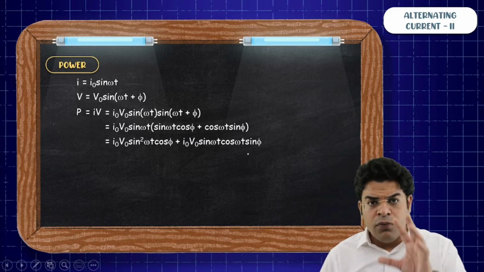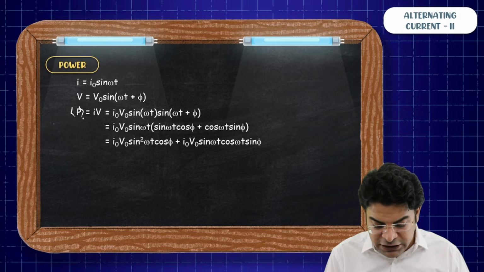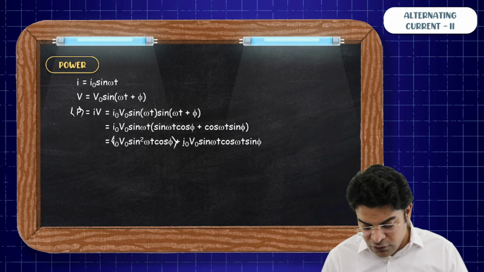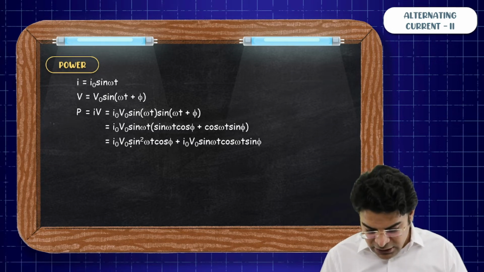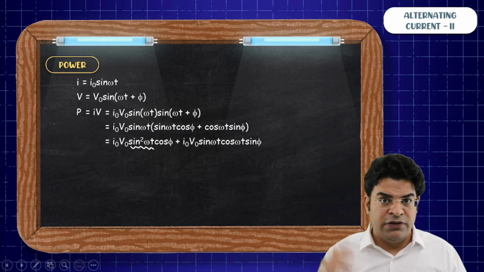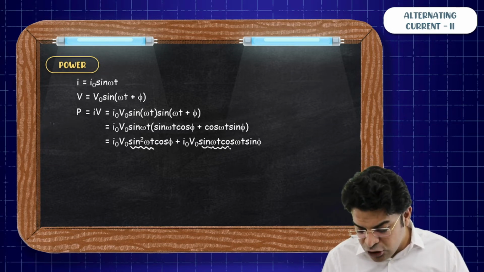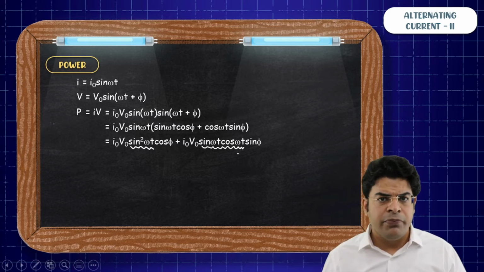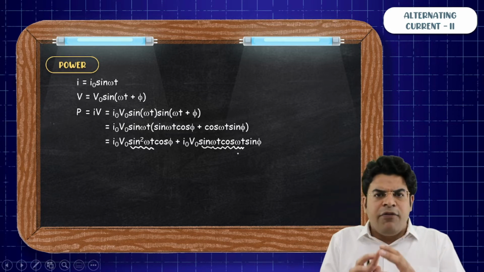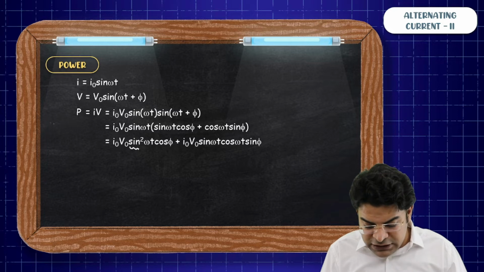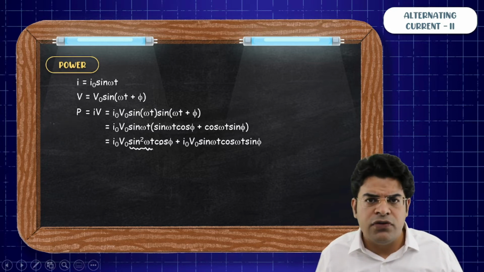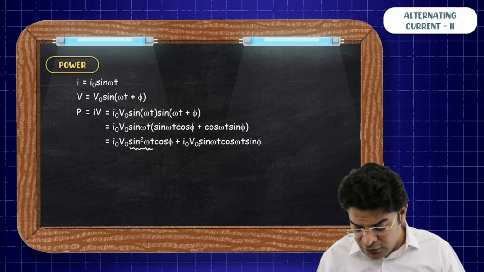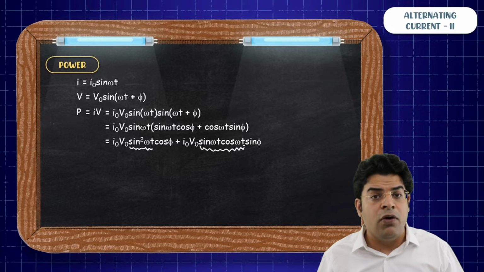Now, if you want to think about the average power dissipated, you will take the average value of everything. What is changing here with time? In the first term, sine square omega t changes with time, and in the second term, sine omega t cos omega t changes with time. So if you are trying to find the average value, you need to know the average value of sine square omega t over one complete cycle. The average value of sine square omega t over one complete cycle is half. What is the average value of sine omega t into cos omega t over one complete cycle?